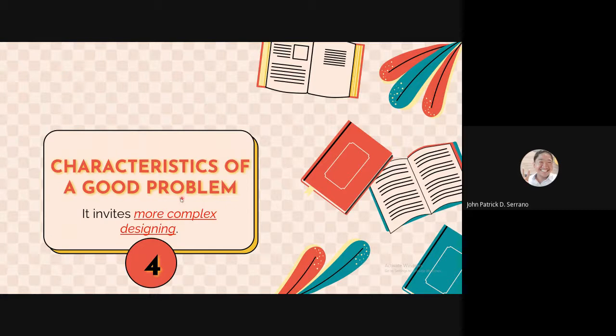Basta, if it could invite more complex designing, kumbaga, what is usual na nangyayari sa school setting, kaya mo siyang i-level up dun sa research po ninyo, that would be a good characteristic of a problem.